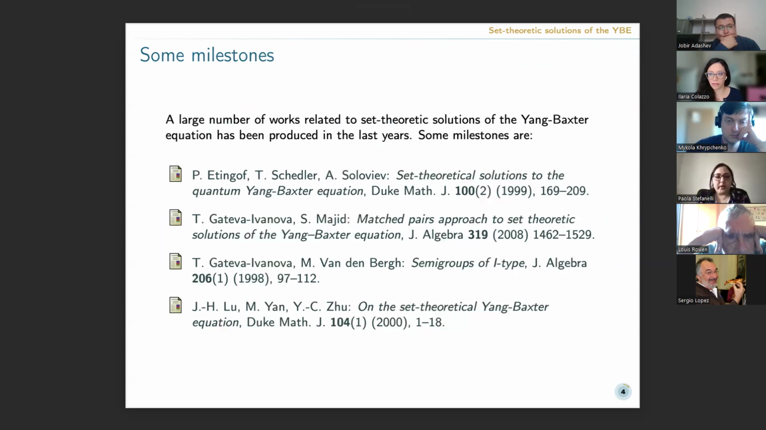A large number of works related to this topic has been produced in the last years. I have not time to speak so much about all these works, but for sure, these four papers can be considered some milestones about this topic. This one of Etingof, Schedler, and Soloviev of 1999. These other two of Gateva-Ivanova and Majid, Gateva-Ivanova and Van den Bergh, and this other one of Lu, Yan, and Zhu of 2000.